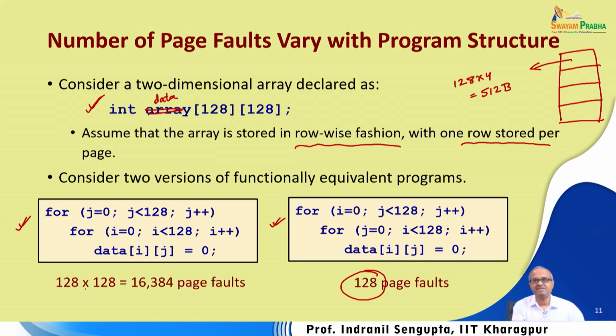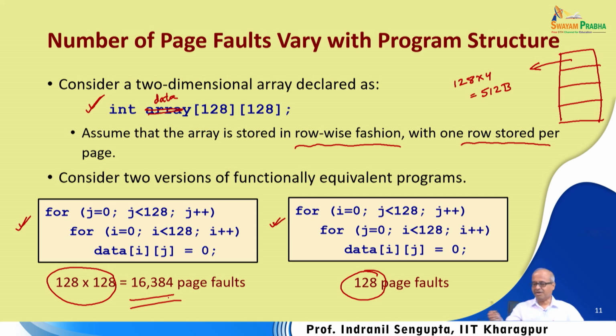But in the first case, you are accessing them column-wise. So, for every column you will be accessing all the rows. So, you will have to bring in the rows 128 times for every column. For the second column again 128 times, for the third column again 128 times. So, you will need 128 multiplied by 128, 16,000 odd page faults. So, you see, a small change in the program can drastically change the performance of your execution.